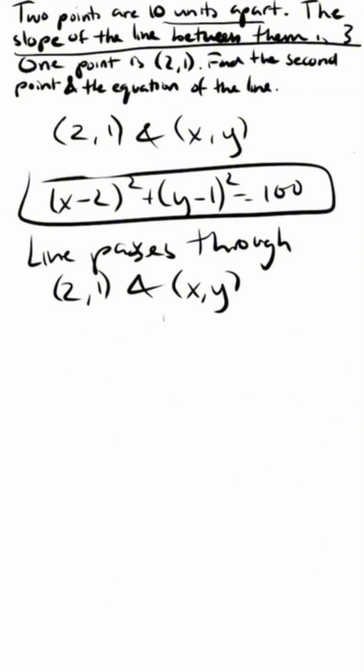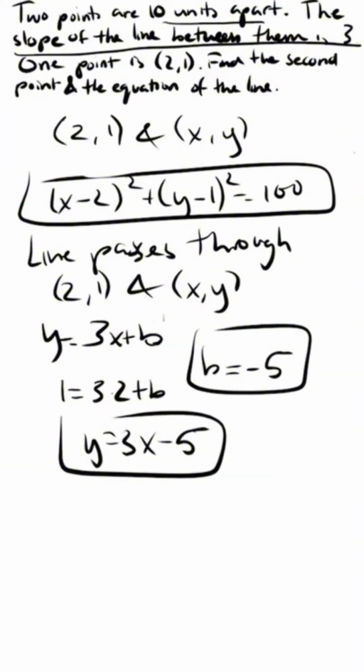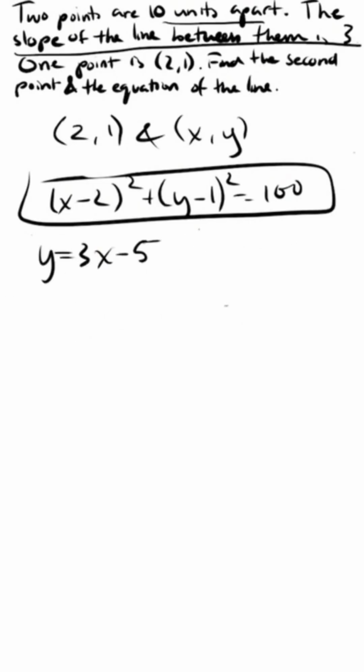Anyway, since we know that the slope of the line passing through these 2 points is 3, we know that m is 3, and so we can write the equation of the line as y equals 3x plus b. Plugging (2, 1) into that would give us that b equals negative 5, meaning that our equation of the line is y equals 3x minus 5. But we still need to find the second point, so how do we find that? Well, we still haven't used the fact that the distance between the 2 points is 10, but we have 2 variables.